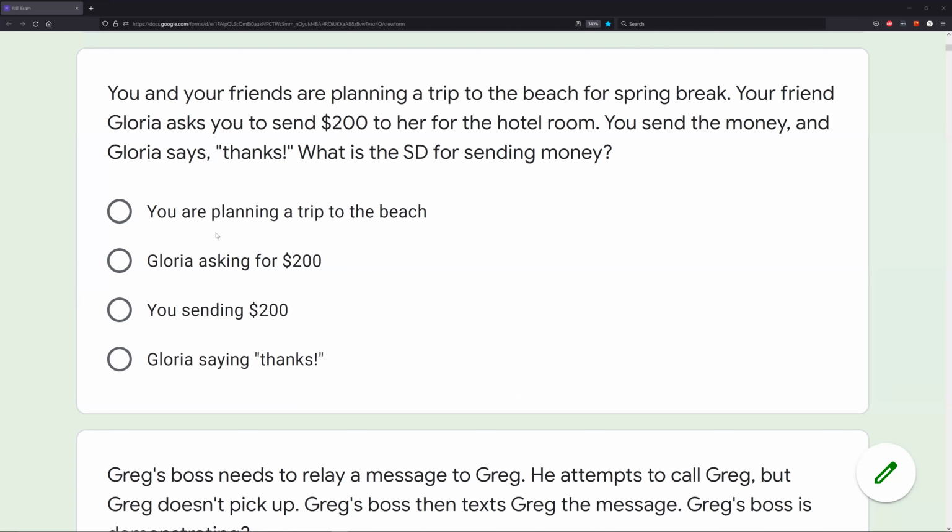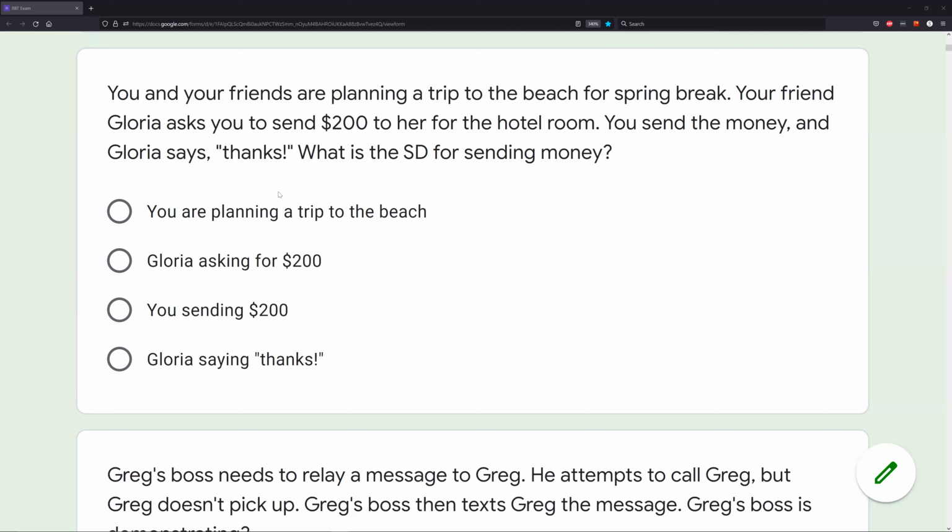So let's see. A, you're planning a trip to the beach. While that is an antecedent, okay, it is not going to be the SD. You sending the money doesn't necessarily have to do with planning the trip. Only when Gloria asks you to send the $200, okay, do you do it, right? So Gloria asking you is the SD. If we look at B, that's what we predicted. Gloria asking for the 200, okay?